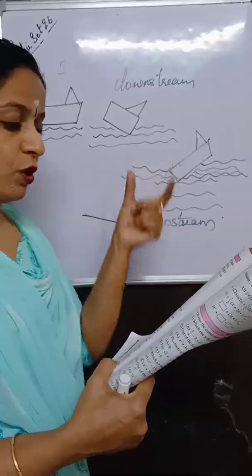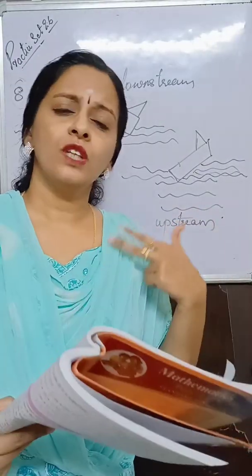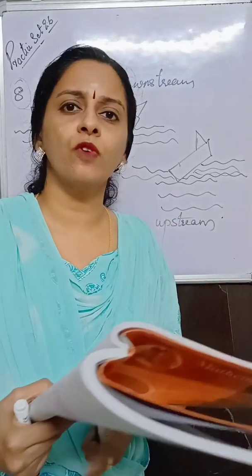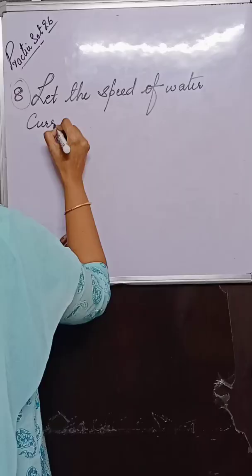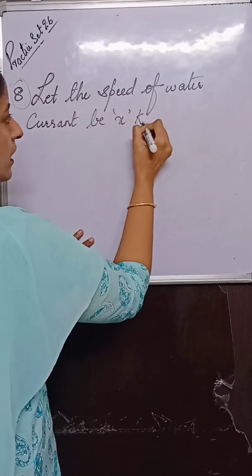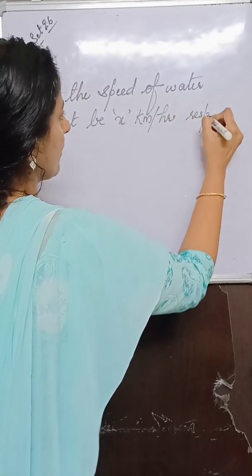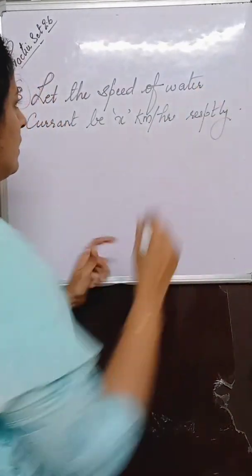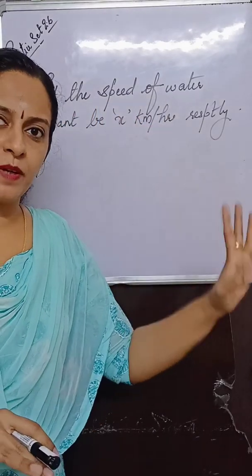Now we don't know what is the speed of the water current. That is the question. So let the speed of water current be x km per hour respectively.